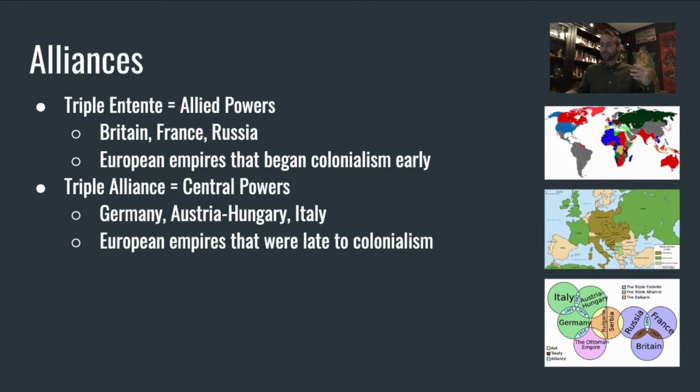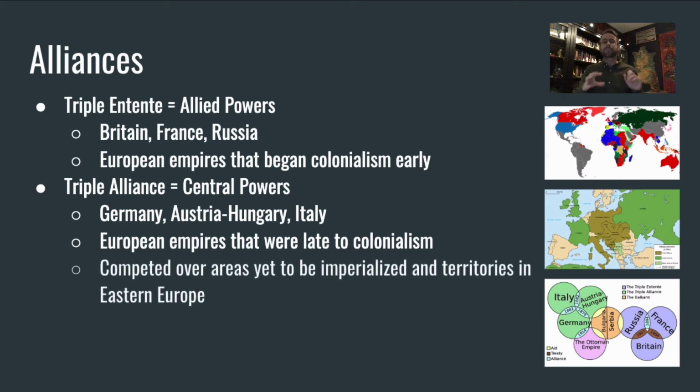So when they looked to control other areas, well, Britain and France and Russia had already control of many of the most lucrative areas with resources. So these were the countries competing over areas yet to be imperialized. Places that weren't really contiguous and together, they were kind of spread out, or else they were competing over Eastern Europe for the same area. So this Triple Alliance, again, and the Triple Entente separated into groups because they had similarities.